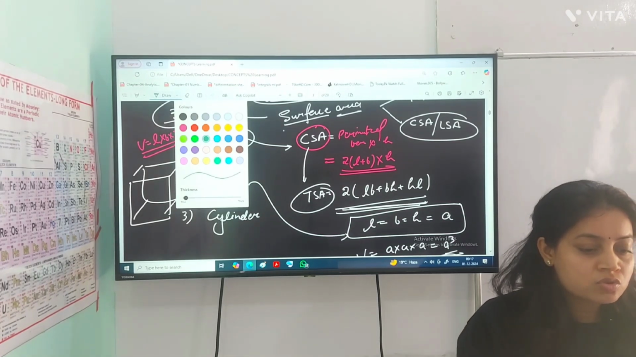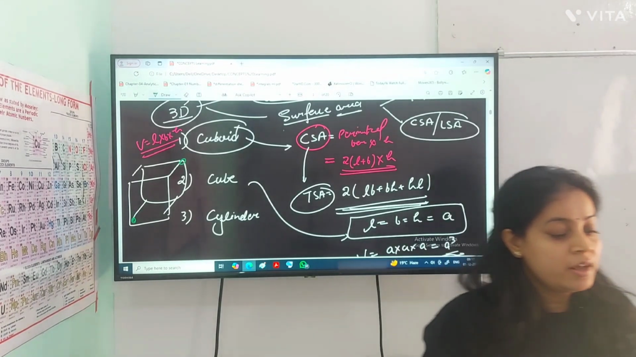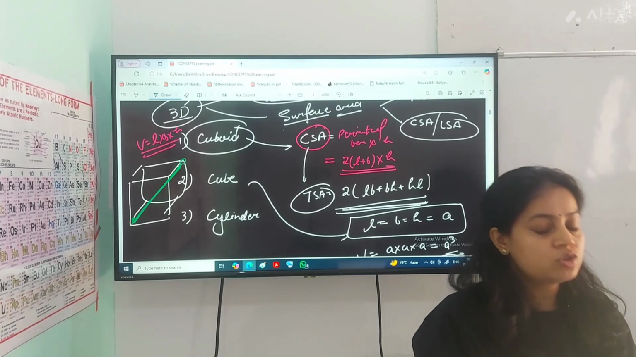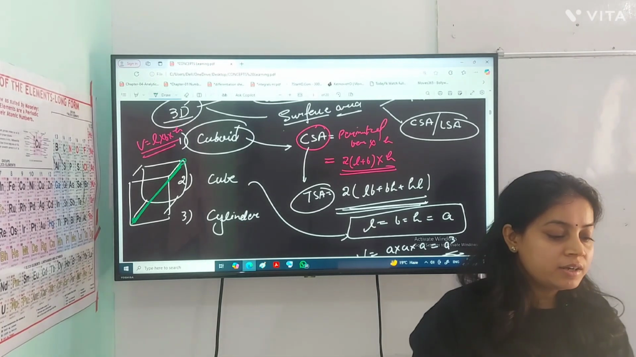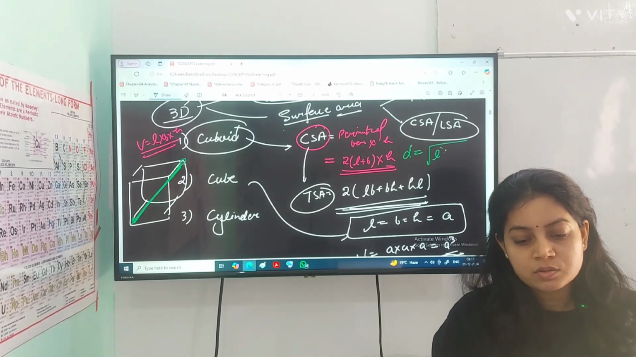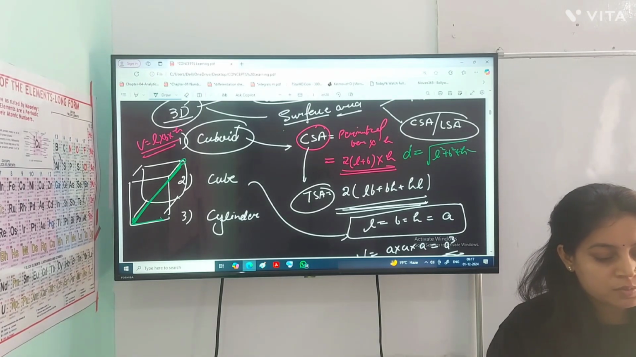One more thing about cube and cuboid is this: the longest rod you can keep, because this question also comes, the longest rod you can keep in a cube and cuboid. And what is this length? So this length is called the diagonal of the cube or cuboid. So what is the diagonal of the cuboid? I am writing it here, under root of L square plus B square plus H square.